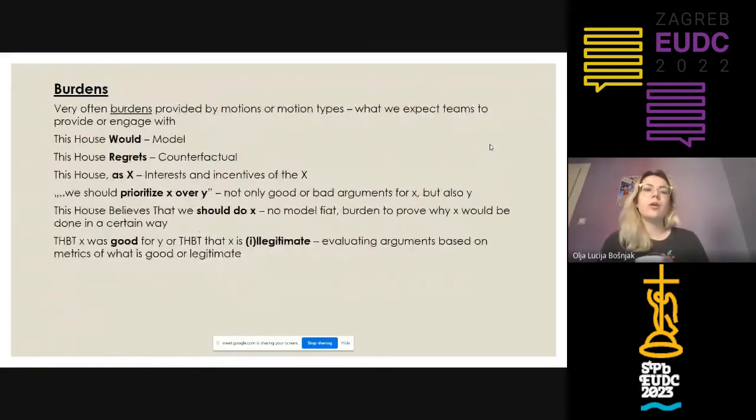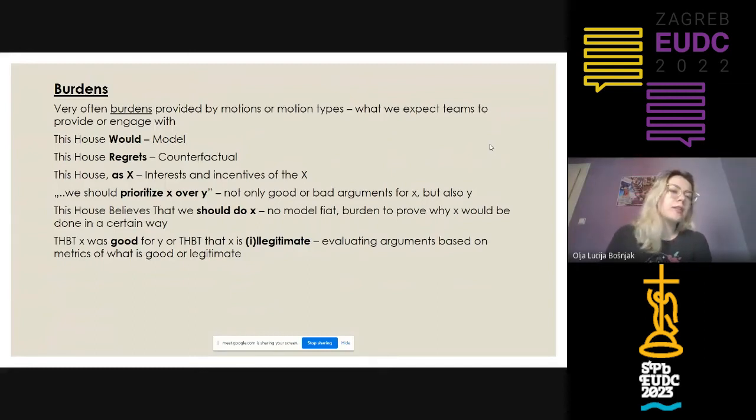What I think then is obviously important is burdens. I think that obviously motion types have some sort of formula to them, you know, and what we expect teams to provide or engage with within that formula. So it is sort of the basic thing, like, hey, this is a type of motion, this is what we expect of you to do. I do think it's good to remind yourself of how that works. So we have this house would. It's always good to remind yourself that there is some sort of a fiat with a model or counter model.